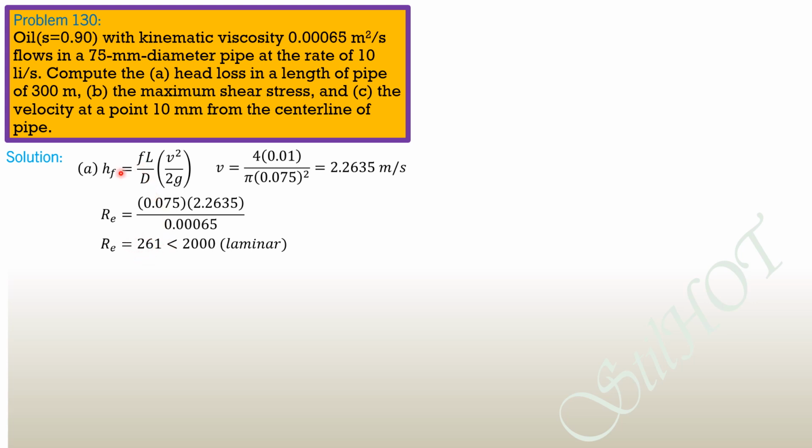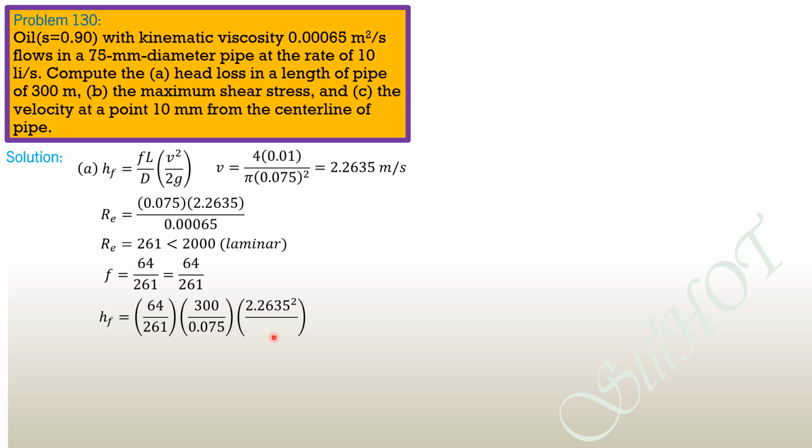So we substitute it into this equation here. Length is 300, diameter is 0.075. So we can now compute the head loss in the length of 300 meters. Friction factor is 64 over 261. So we substitute it into this formula. So head loss due to friction is 64 over 261, length 300 over diameter 0.075, velocity head 2.2635 squared over 19.62.